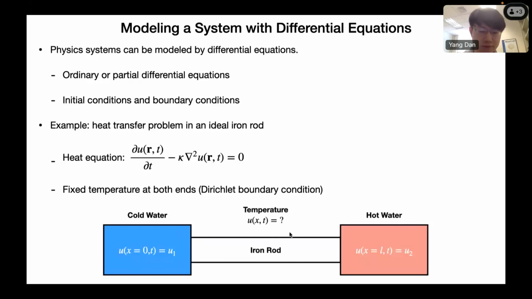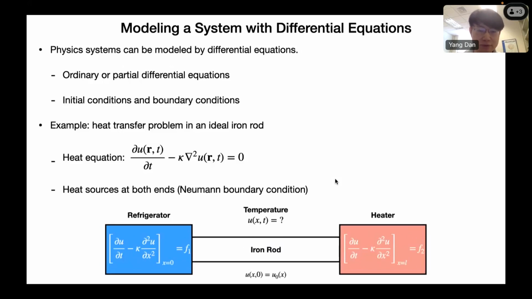We also need to have some boundary conditions for different scenarios. For example, we can have the two ends of the iron rod fixed at different temperatures. For example, we can let one end of the rod dip into cold water and the other dip into hot water. This gives us a well-set problem that is described by the heat equation and also two boundary conditions. And for different scenarios, the boundary conditions might change.